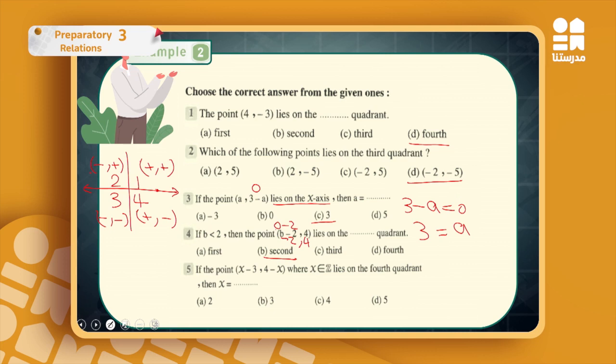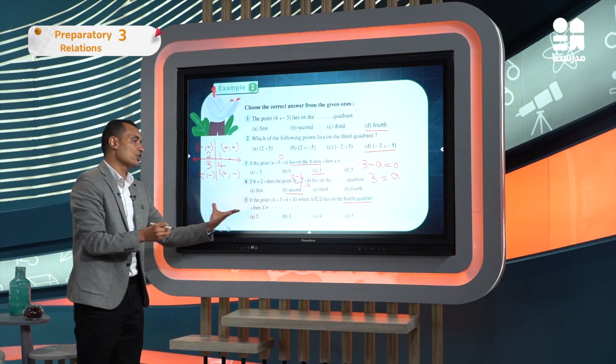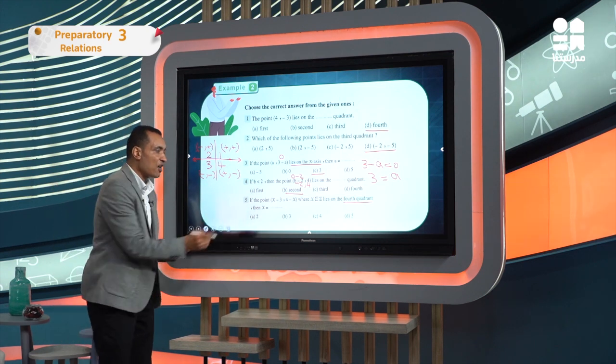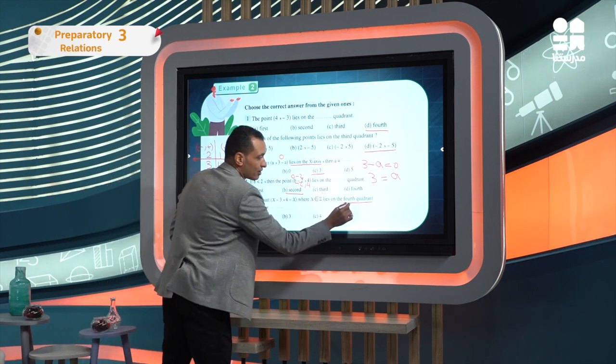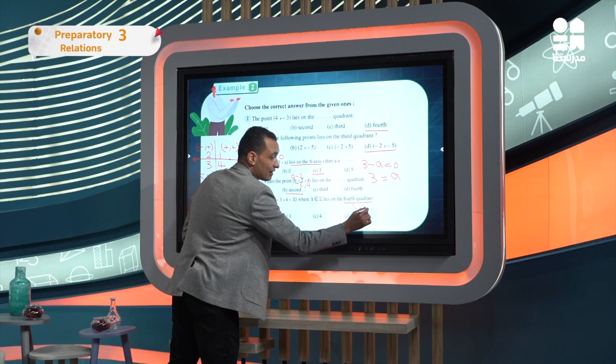Now the last question. If the point x minus 3, 4 minus x, where x belongs to z, lies on the fourth quadrant. Before you start to solve, the fourth quadrant was positive on x and the negative on y. In this question, we will check all the choices. We will try the choices we have. If I put here 2, will I reach the fourth quadrant which is positive and the negative?